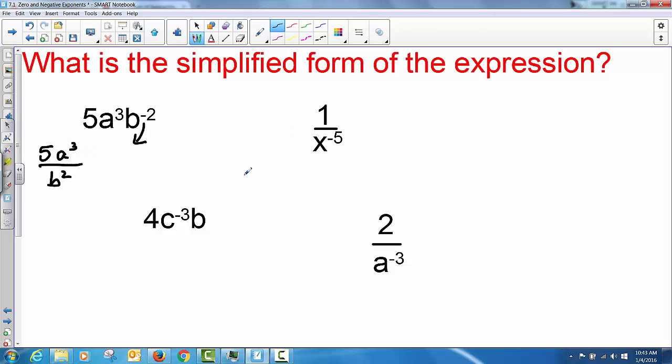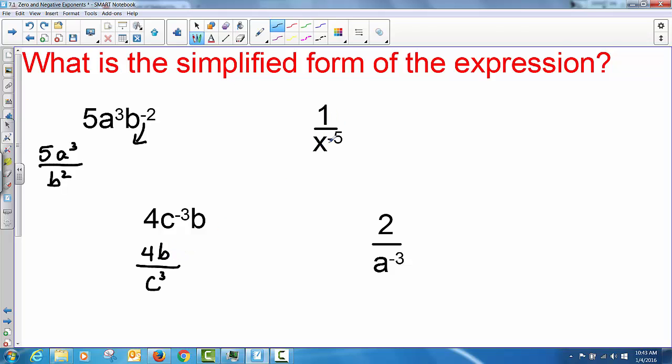All right, your turn. Do this one right here. Pause the video and do this one. Okay, what did you get? You should have gotten 4b, and the c to the third goes to the bottom down there. Okay? All right, now let's look at this one.